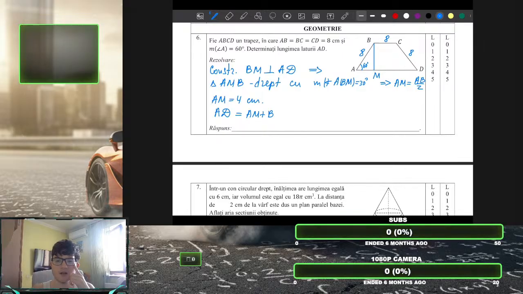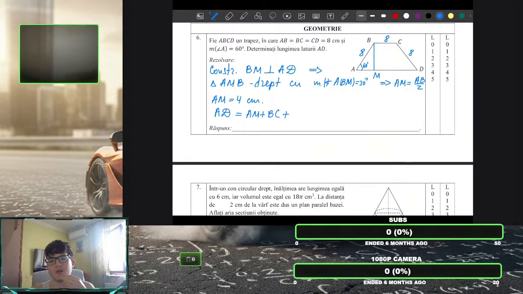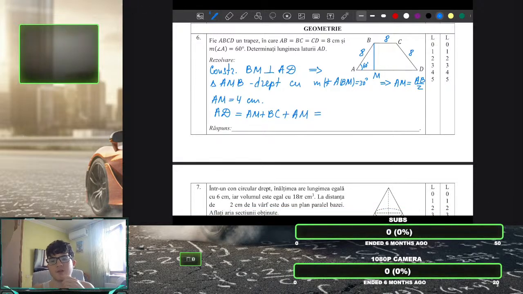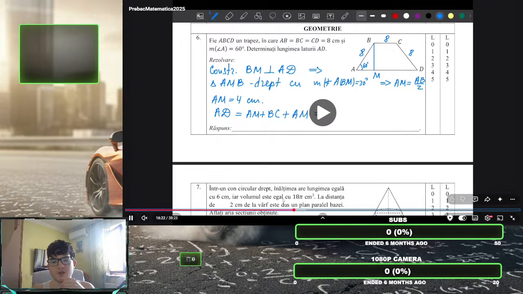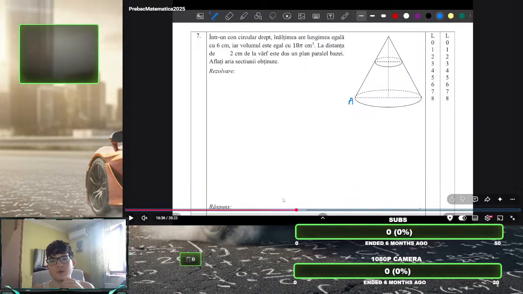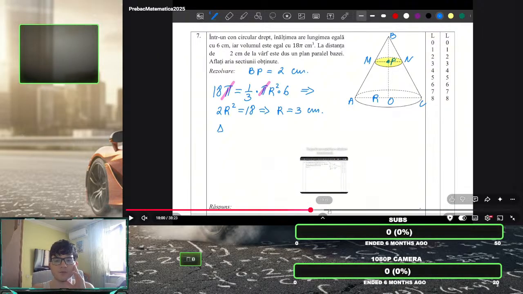AD essentially is AM plus BC plus this line. C what? CN? AM again, so they're the same. They're the same because of this shape, so we got essentially 16, right? So that's right there with the 30-degree formula. I can skip this one.